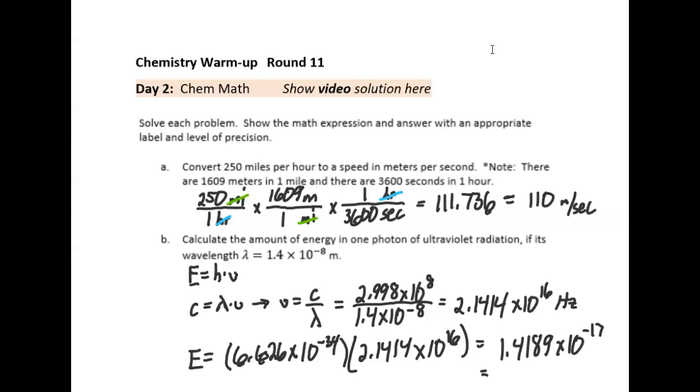Now I'm going to do the rounding. All of my calculations involved multiplication or division, and so it's significant figures that matter. The original wavelength given to us had 2 significant figures, the 1.4, and so our final answer needs to have only 2 significant figures. 1.4 times 10 to the negative 17. Energy is measured in joules.